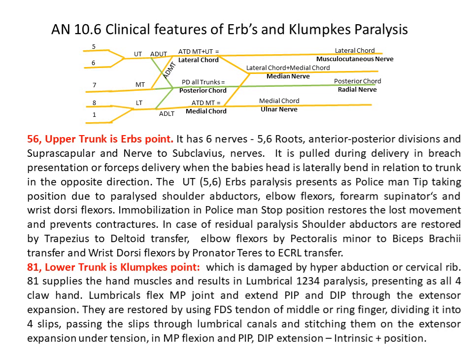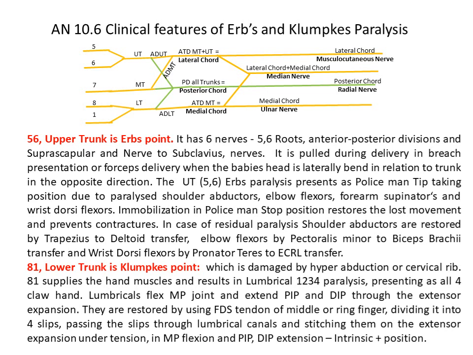In case of residual paralysis, shoulder abductors are restored by trapezius to deltoid transfer. Elbow flexors are restored by pectoralis minor to biceps brachii transfer, and wrist dorsiflexors are restored by pronator teres to extensor carpi radialis longus transfer.